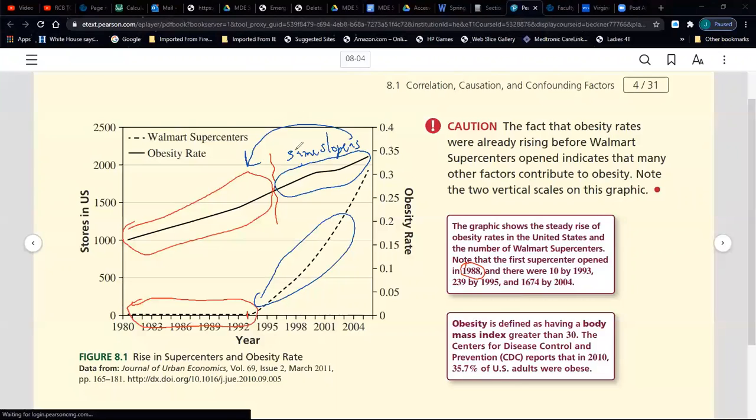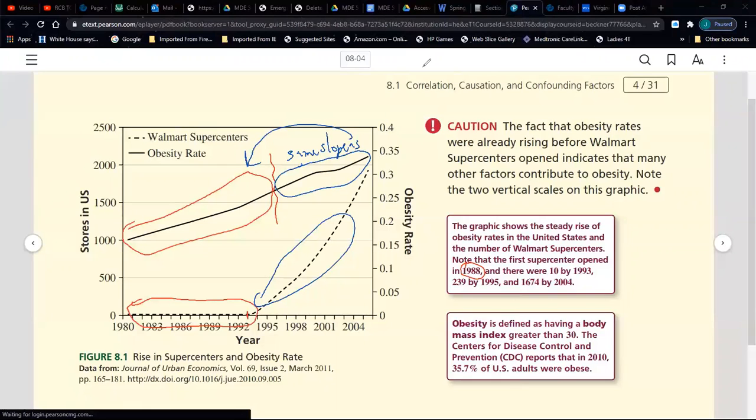Okay, so this, again, is the explosion of Walmarts, but then the obesity rate not really changing in terms of its slope. The rate of the obesity rate was not changing. So that says, I don't think Walmarts are the issue.